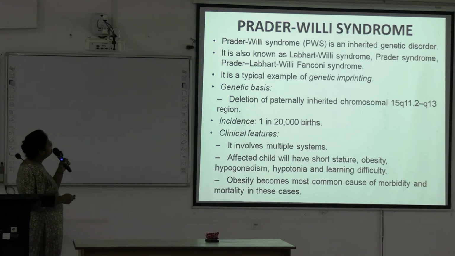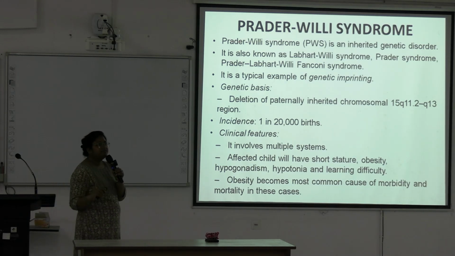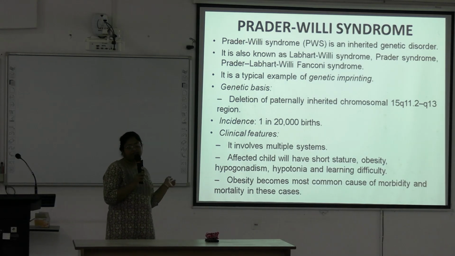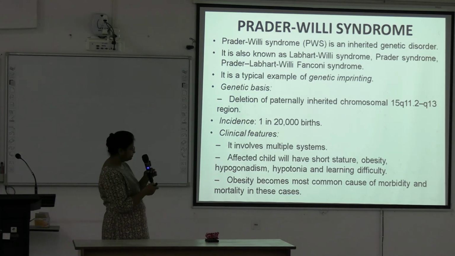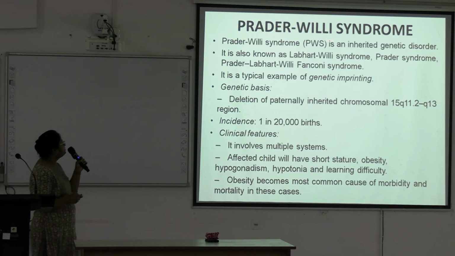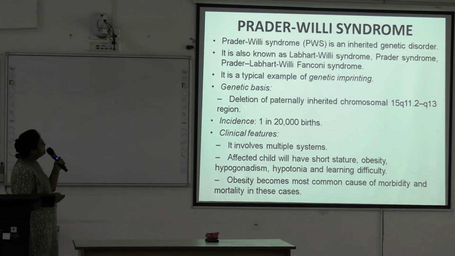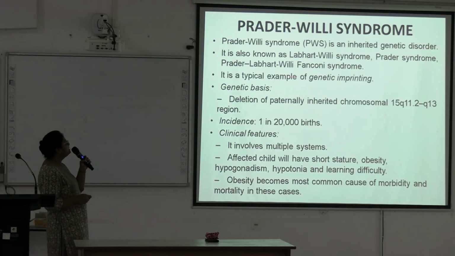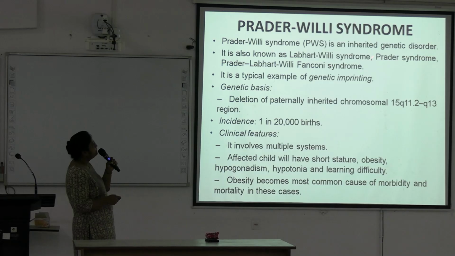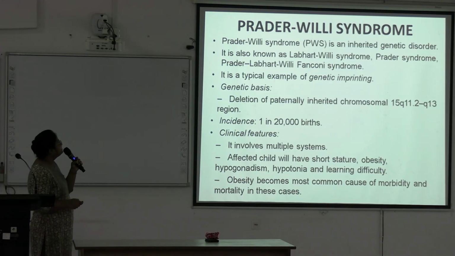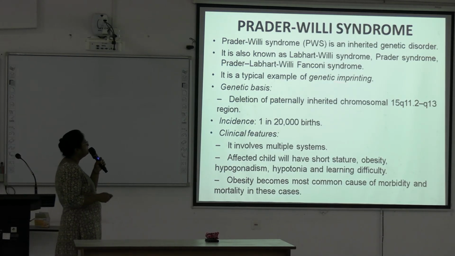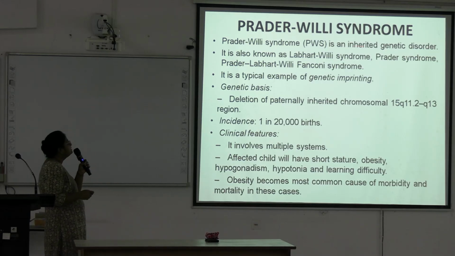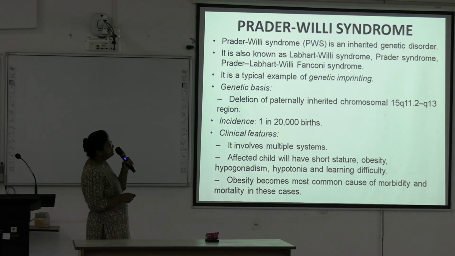Next is Prader-Willi syndrome and Angelman syndrome. Okay, these two are also rarely given in short notes. So Prader-Willi syndrome is an inherited genetic disorder, also known as Labhart-Willi syndrome or Prader syndrome or Prader-Labhart-Willi-Fanconi syndrome. These are the alternate names. It is a typical example of genetic imprinting.